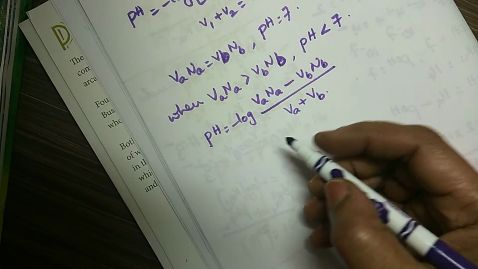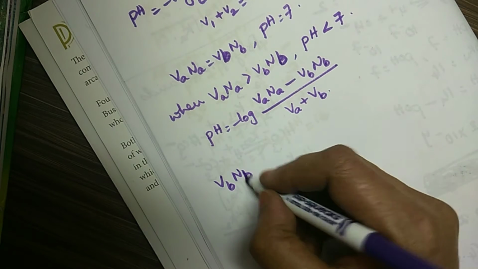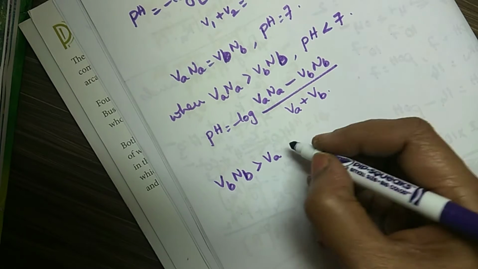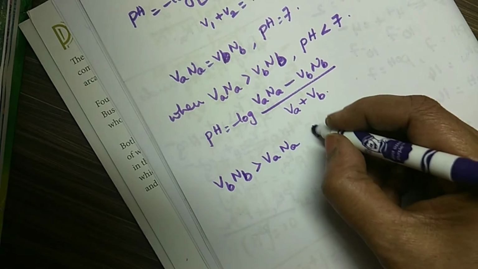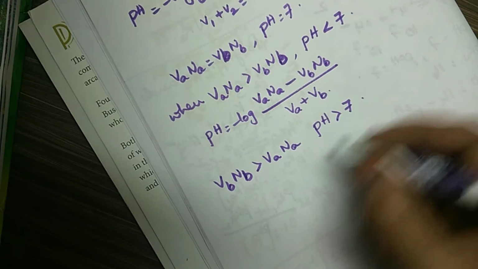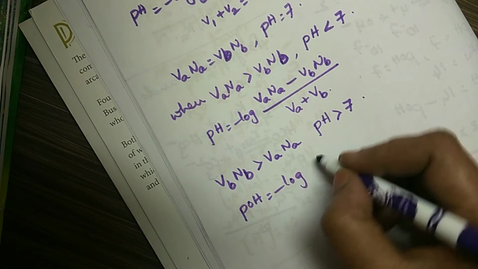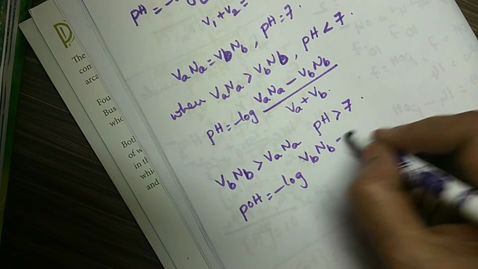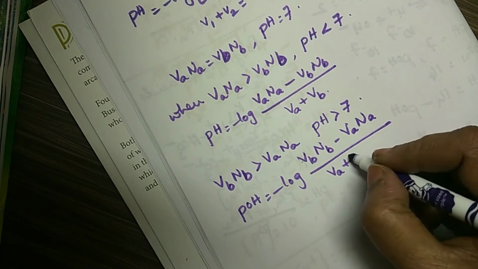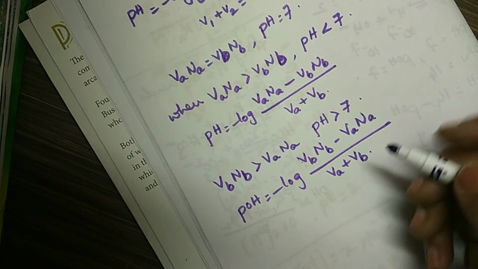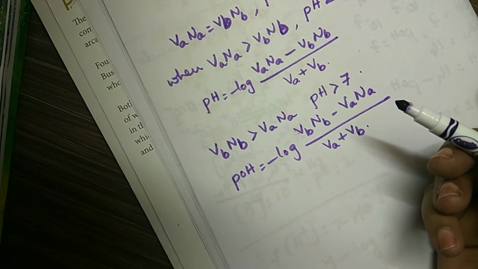Next, when VBNB is greater, when the base is in higher quantity than the acid quantity VANA, then pH will be greater than 7. For this kind, pOH is calculated as negative log of (VBNB minus VANA) divided by (VA plus VB). By using this we can calculate pOH, and from this we can calculate pH.